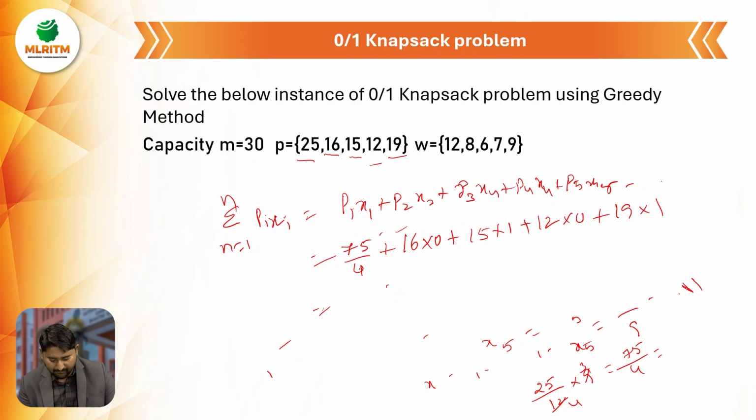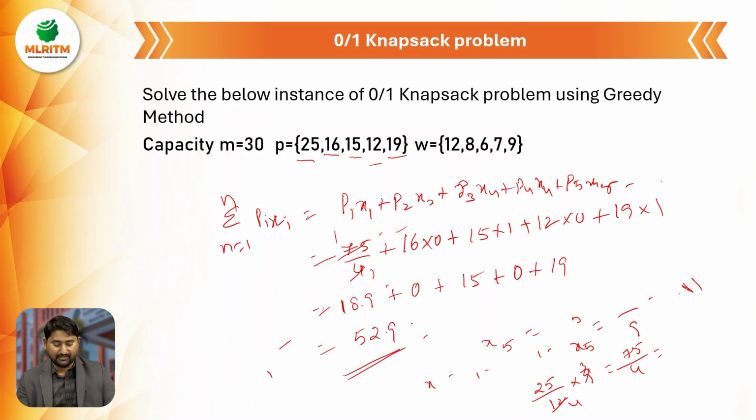Like, okay, 4 ones, 4. 18.9. Next, 16 into 0, 0, plus 15 into 1, 15, plus 12 into 0, 0, plus 19 into 1, 19. That equals 19, 38, 48, 52.9. This is the maximum profit in this problem using the maximum profit by weight value. Thank you.